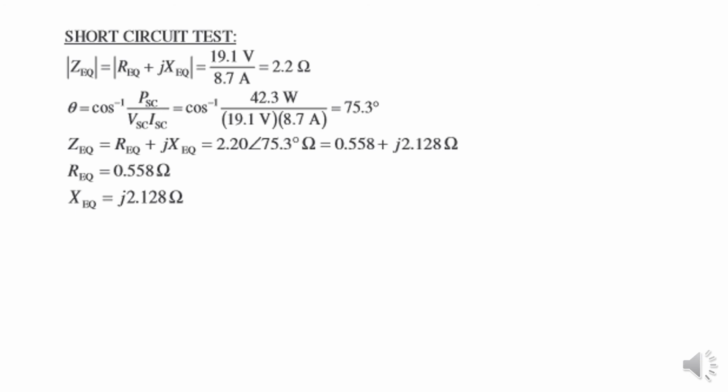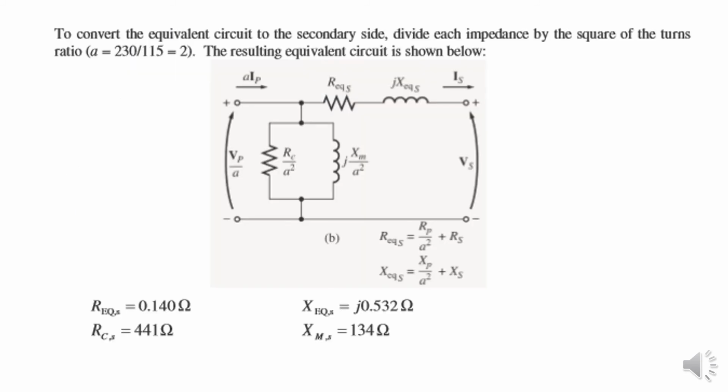Comparing with the equation, 0.558 is the Req and Xeq is 2.128 ohms. So we have found our Req value and Xeq value, and in the previous test we found the Rc and Xm values. Next, we will convert our circuit to the secondary equivalent. To convert the equivalent circuit to secondary, divide each impedance by the square of the turns ratio.